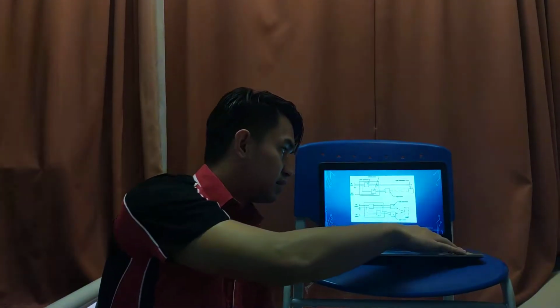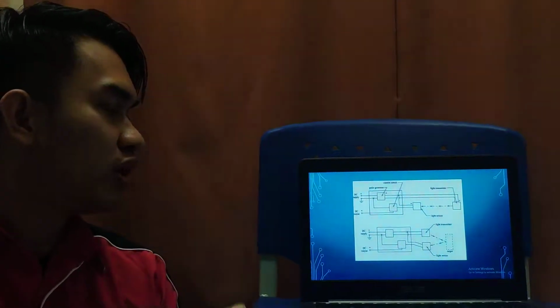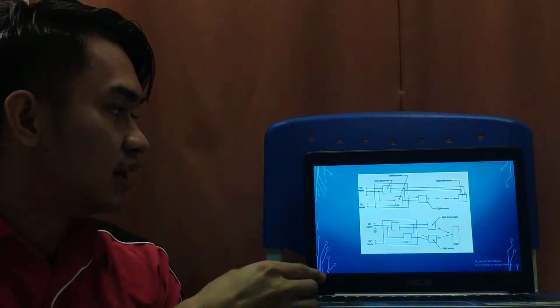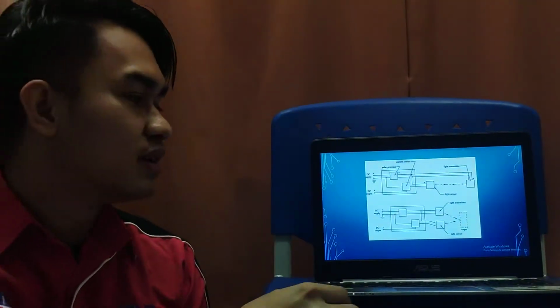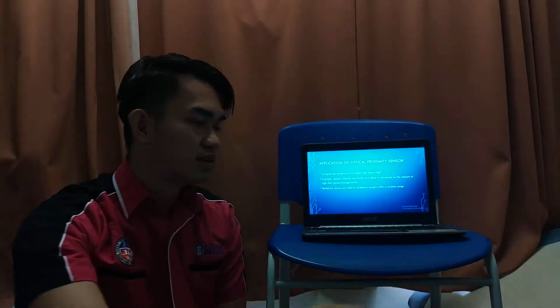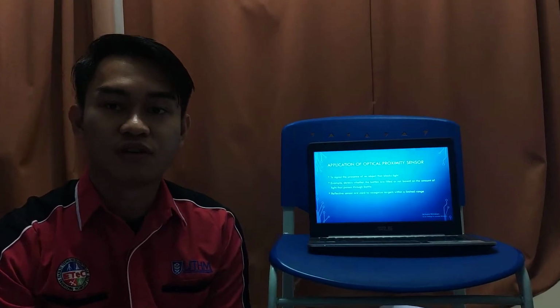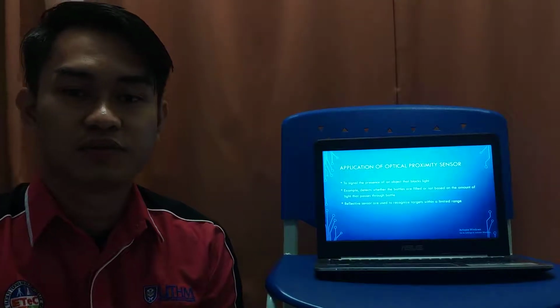So this is an example of the photo light. The top one is the light through beam, and the bottom is the retroreflective sensor. Next, there are applications for optical proximity sensors, which are the following.